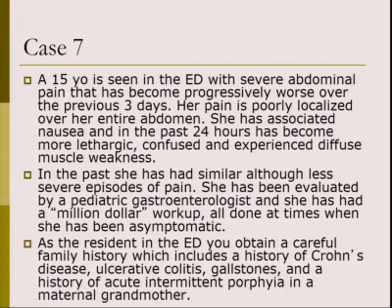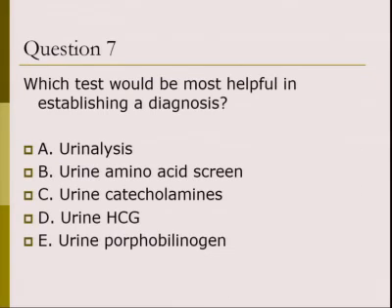asymptomatic. As a resident in the emergency department, you obtain a careful family history which includes a history of Crohn's disease, ulcerative colitis, gallstones, and a history of acute intermittent porphyria in a maternal grandmother. So which test would be the most helpful in establishing this diagnosis? A, urinalysis, B, urine amino acid screen, C, urine catecholamines, D, a urine HCG, or E, urine porphobilinogen.